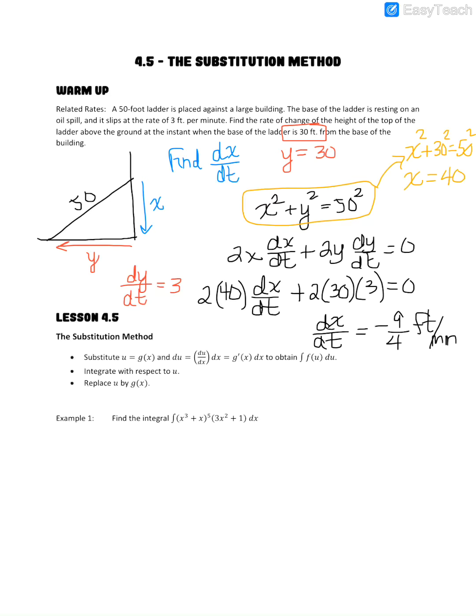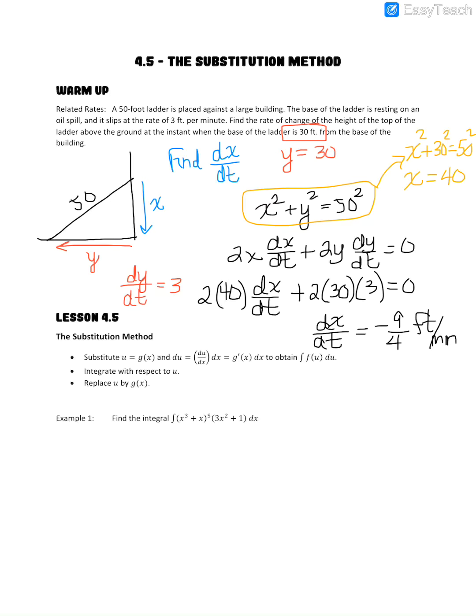So if I look at example 1, it says find the integral. And what I really could do here, if I didn't have any other skills or tools, is distribute x cubed plus x, 5 times. I could do it times itself 5 times, which would be very tedious, but I could do it. Then I could distribute that with the 3x squared plus 1, and I could get some humongous polynomial, and then that I could take the integral of. I do know how to do that. But as it is right now, I do not know how to do this.